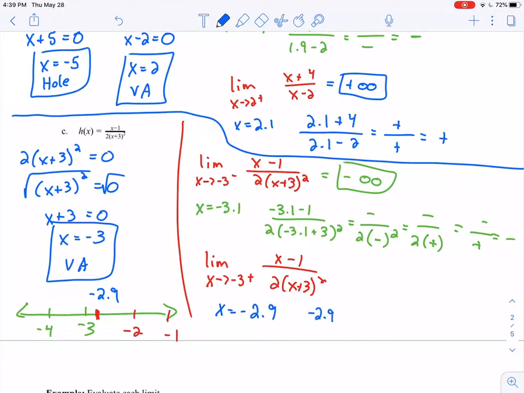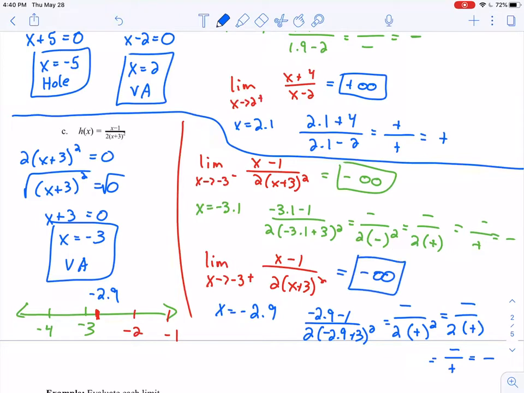Got negative 2.9 minus 1 over 2 times negative 2.9 plus 3 squared. That's a little bit better. So negative 2.9 minus 1, my numerator I know will be negative. Negative 2.9 plus 3, I know that's a positive number, and I'm going to take that positive number and square it. So I have a negative here divided by 2. A positive number times another positive number should give me another positive number, right? Here I have a negative number divided by a positive, which gives me a negative end result, so this must approach negative infinity as well.